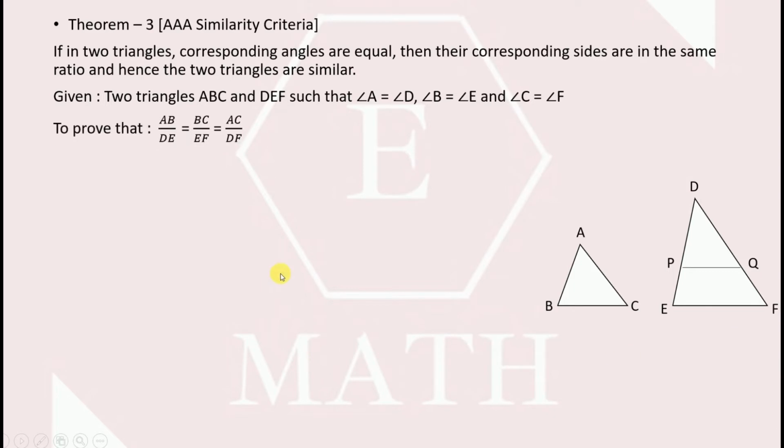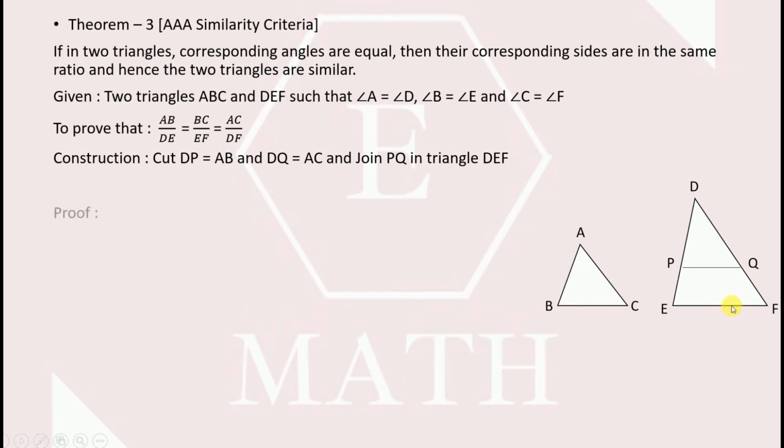Okay. Now what we need to prove is that AB by DE is equal to BC by EF is equal to AC by DF. That is, the ratio of the corresponding sides of these two triangles are equal. We need to prove. Okay. So now construction. So cut DP is equal to AB, and DQ is equal to AC. Okay. And join PQ in the triangle DEF. So since this is the bigger triangle, we can cut the points P and Q here and then join this line PQ. This is what the construction will do.